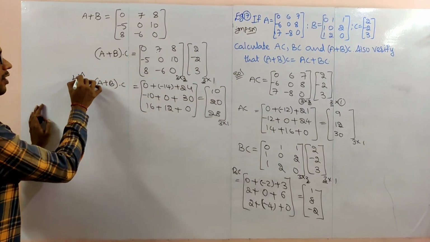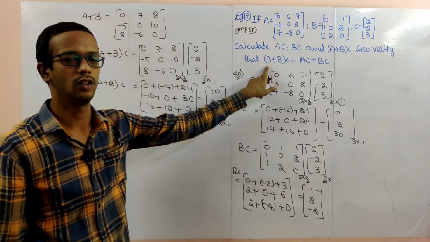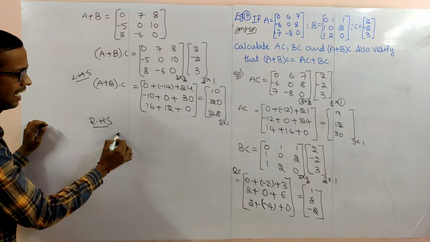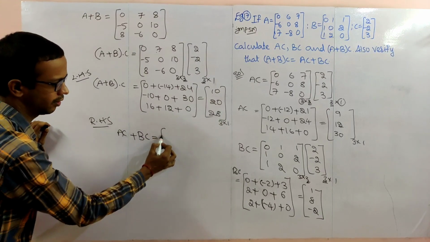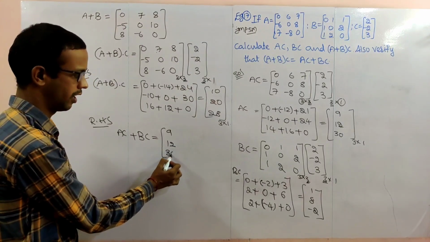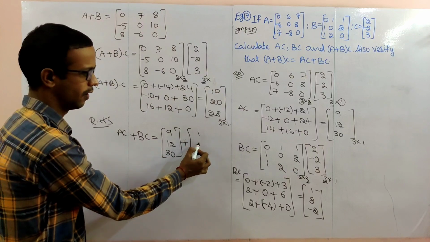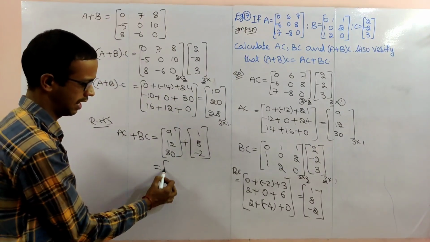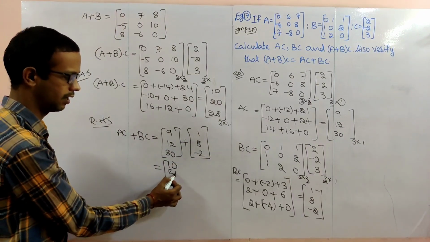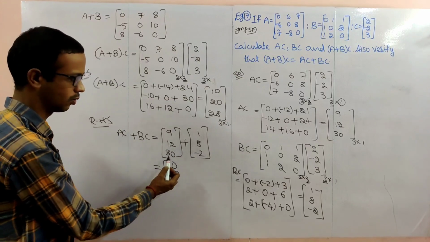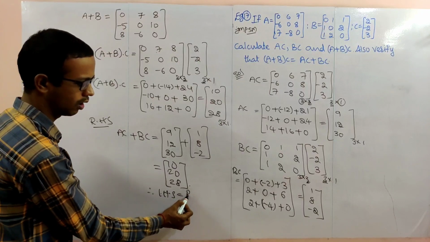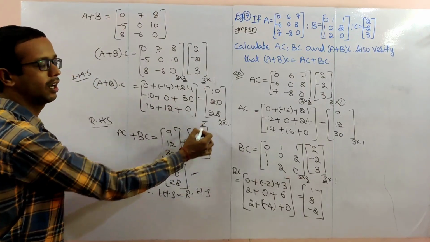This is only the LHS. Verify is also asked, so the LHS part is completed here. Next, the RHS part: AC plus BC. What is AC here? Already we did: 9, 12, 30 plus 1, 8, minus 2. Addition: 9 plus 1 is 10. 12 plus 8 is 20. 30 plus minus 2, 30 minus 2 is 28. Therefore, LHS is equal to RHS. You observe, both are equal.